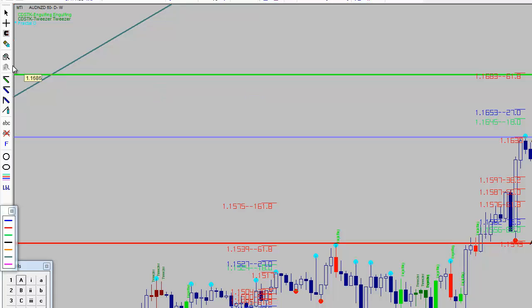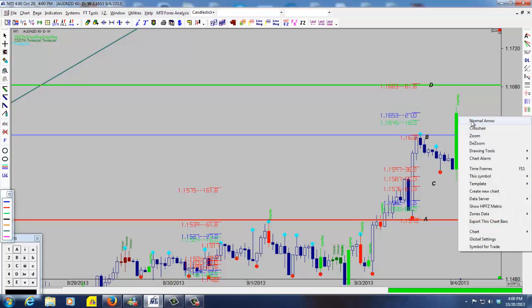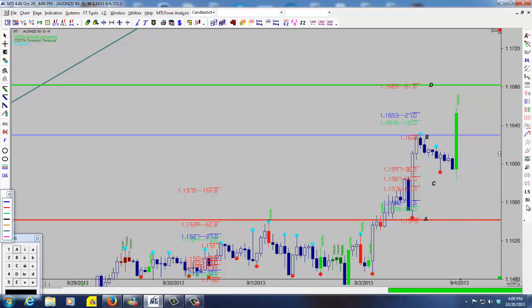Now what's the problem? Well, where's price? Price closes at 1654. Okay, 1654. Price closes. Is this reasonable to take this trade to the D extension? It's 31 pips. Okay.